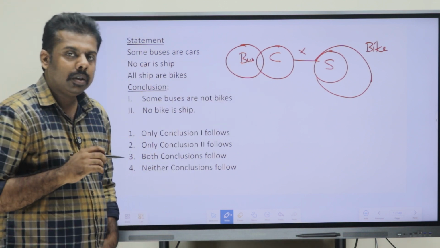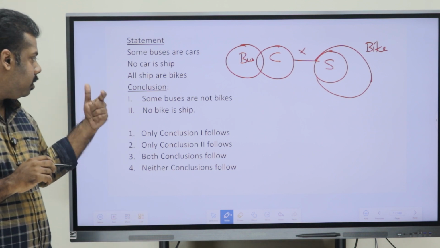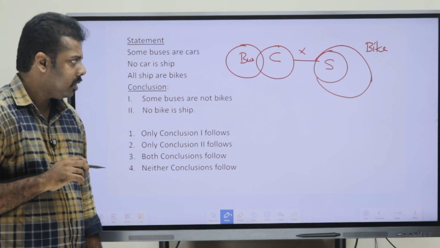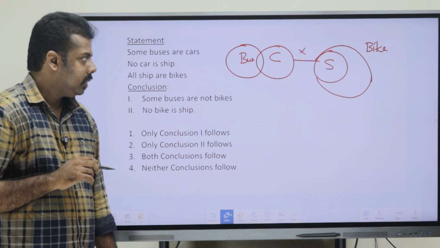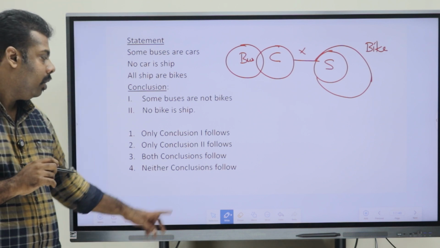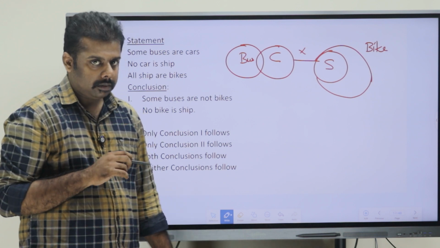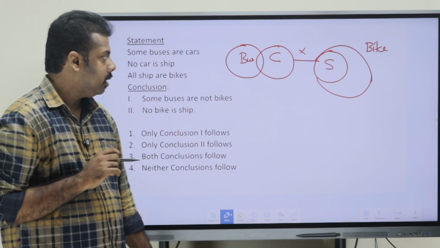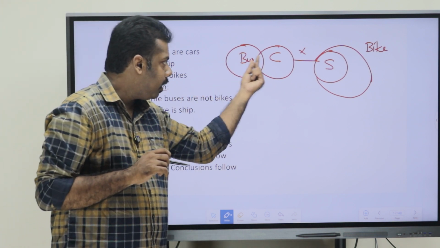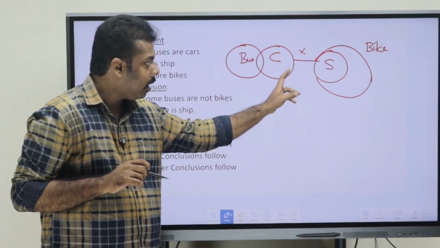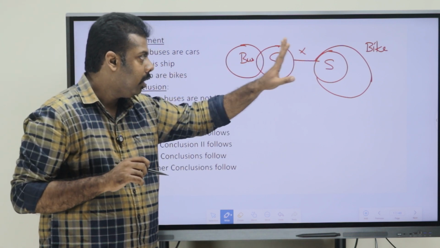Now moving on to the conclusion part. What does the first conclusion say? Some buses are not bikes. Is it right or wrong? Some buses are not bike. Do they have a direct relation? No, they don't have a direct relation. So is it a possibility? We know they have some relation. Then C is car. Car and ship have no relation. That all is fine.